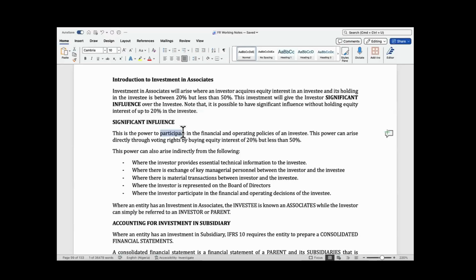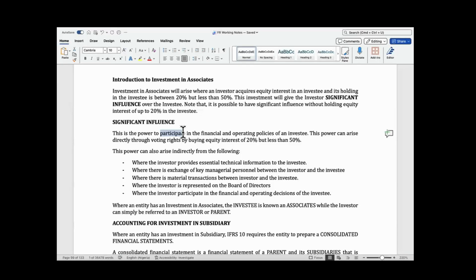Both of them give you power, right? But the power for control is a power to affect variable returns, while the power for significant influence is just the power to participate in financial and operating policies. You cannot single-handedly make some decisions.